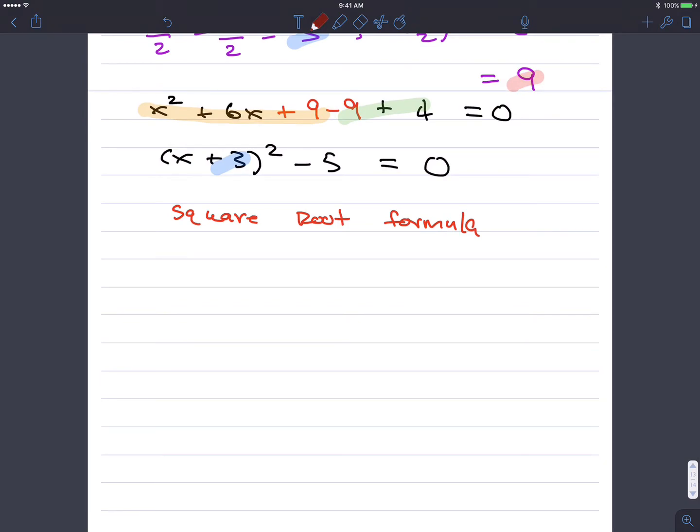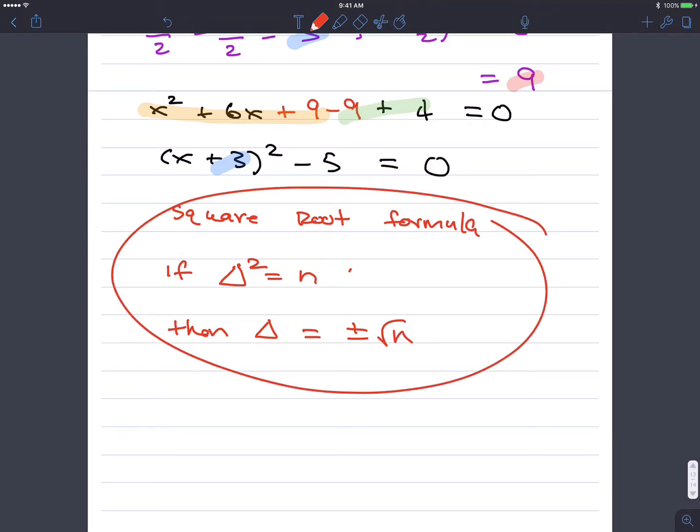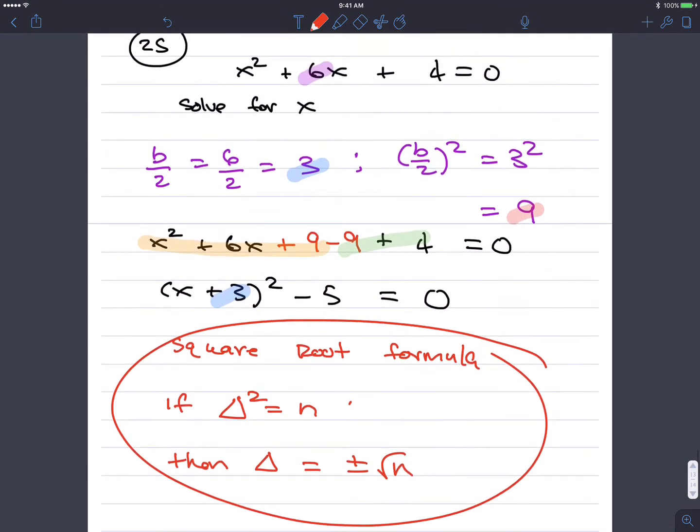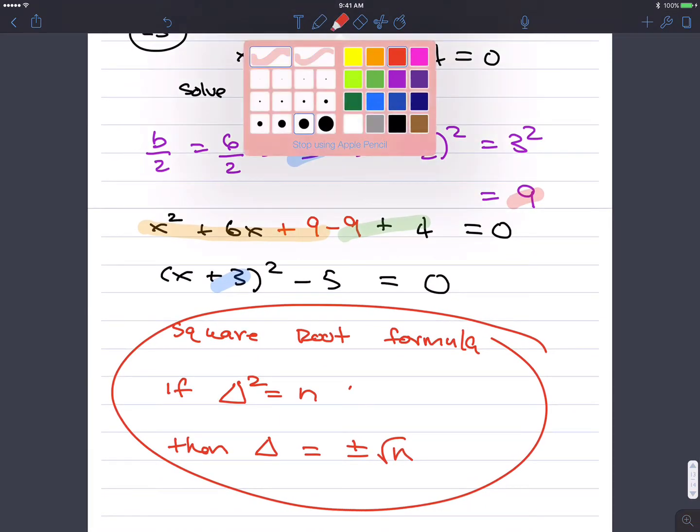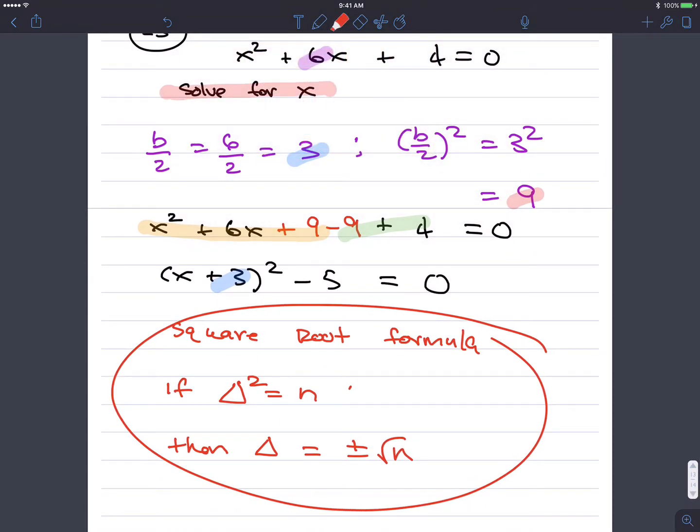So if you remember from past homework or past videos, if something squared is some number, then what we can say is the following. Let's write it down here. Then that thing is plus or minus the square root of n, and n is any number. This is called the square root formula. And this is what we're going to use here to solve these equations for x, because for these problems, they want us to solve for x.